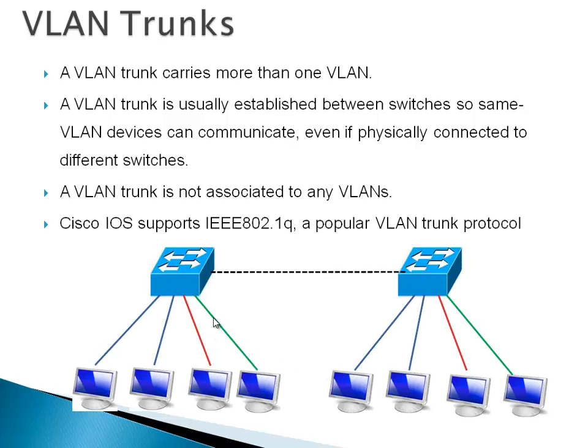So for example, here we have 3 VLANs on 2 switches. The trunk is the port that is connecting those 2 switches together. For example, here we have a red VLAN and a blue VLAN. They want to communicate, so they have to go through the trunk. So this trunk cannot belong to one VLAN. It belongs to all VLANs.